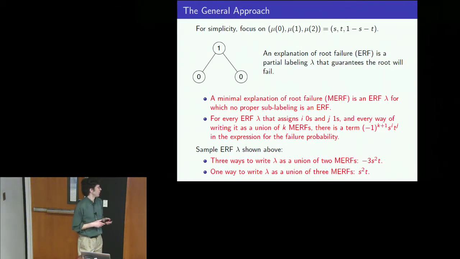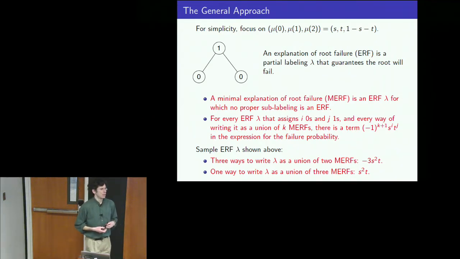Okay. So for example, in this one, this is the one we saw from before. There are 3 ways to write it as a union of 2 MRFs, because it's 0, 1, and 0, 1. It's 0, 1, and 0, 0. And it's 0, 1, and 0, 0. Right? So there are sort of 3 different MRFs embedded in here, each pair of which is fine. So all 3 of them contribute a negative. And then there's one way to write it as a union of 3, and that contributes a positive.